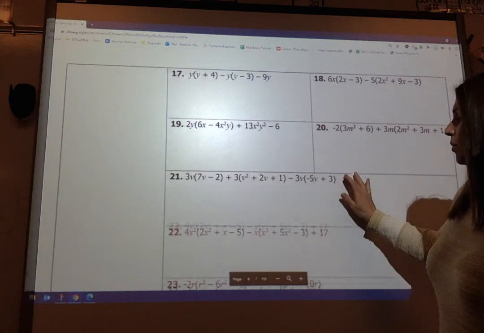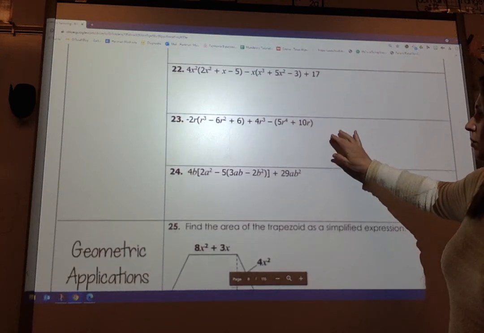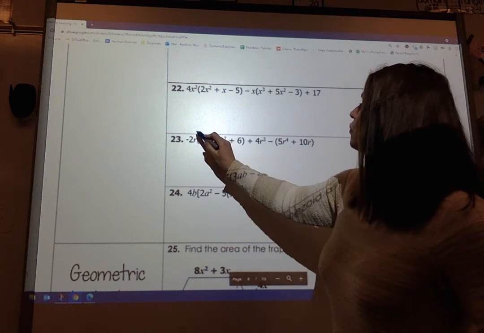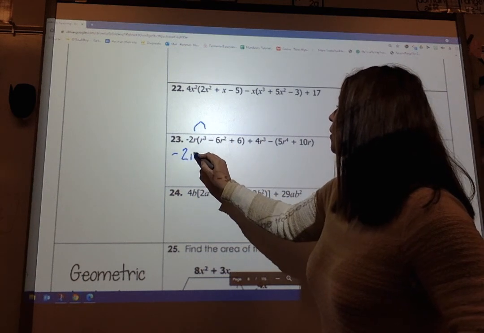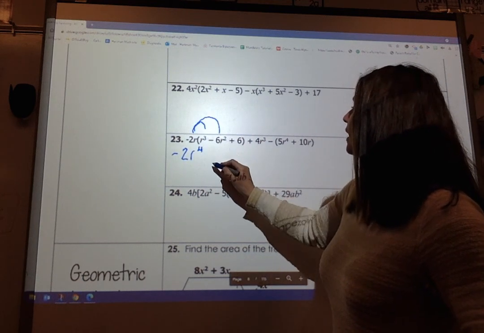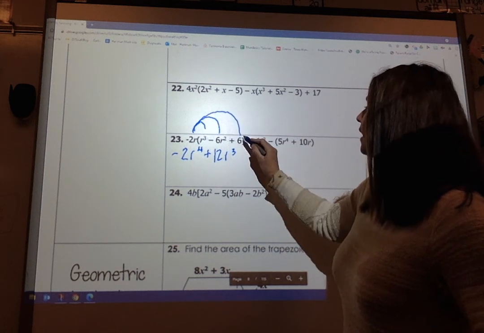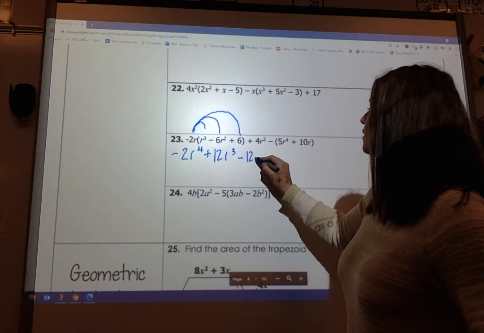So if you look at number, let's do 23 and 24. So I'm going to distribute first, and I get negative 2r to the fourth. A negative times a negative is positive 12r to the third. And a negative times a positive is a negative 6r.